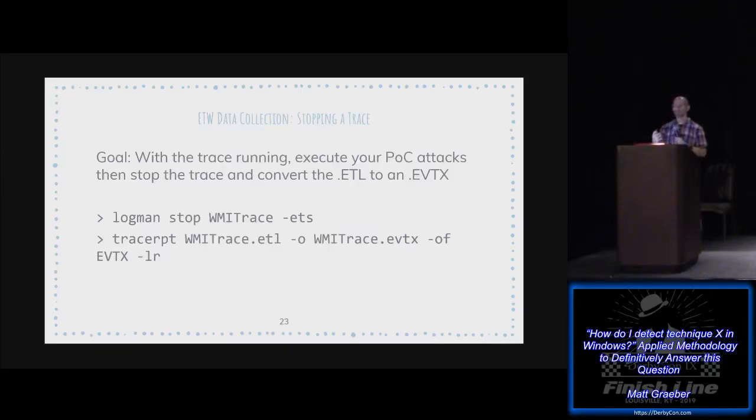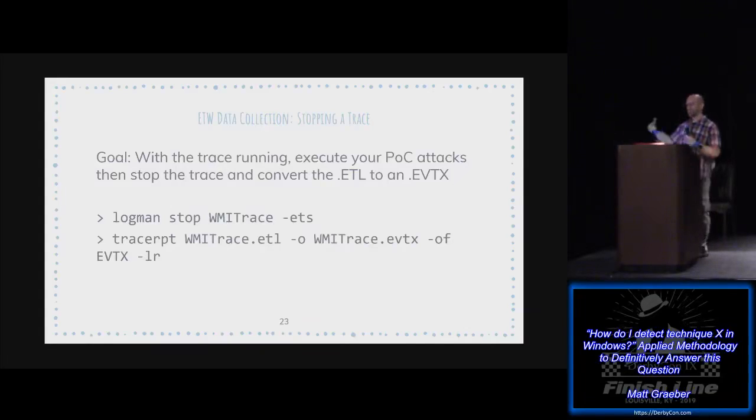At least in previous versions of Windows, the relevant schemas for the ETW provider would not be applied to the ETL file. So an ETL file would just consist of the raw trace data with no human readable context around it. So what you'd have to do is use another built-in utility called tracerpt to convert the ETL to an EVTX file, which is going to be human readable.